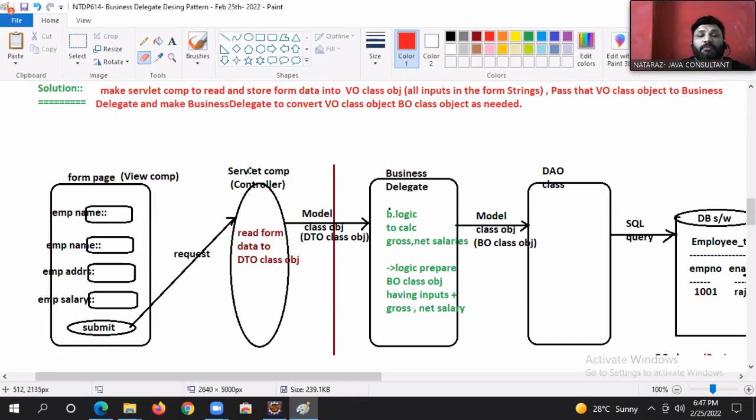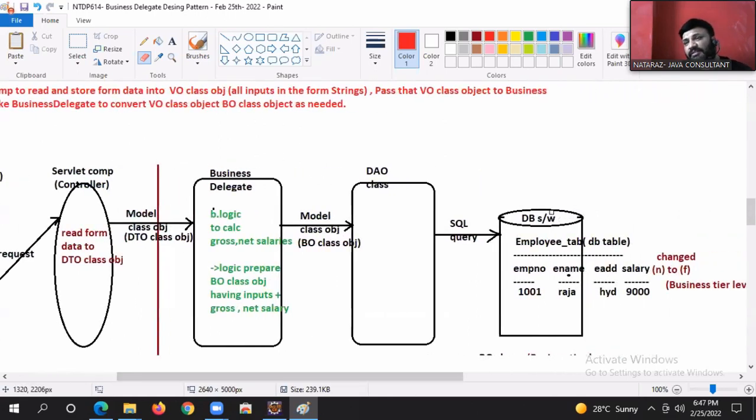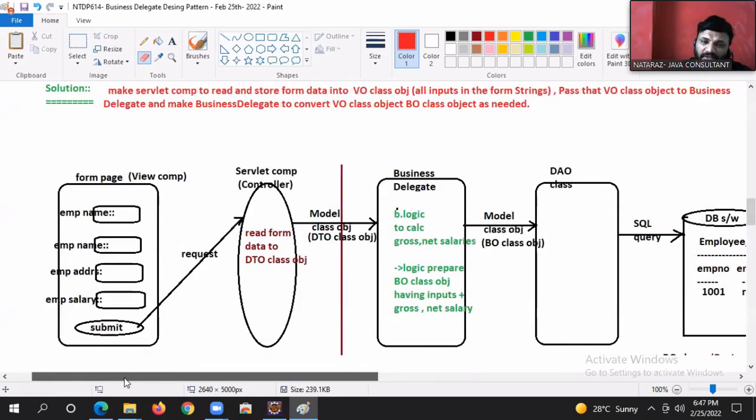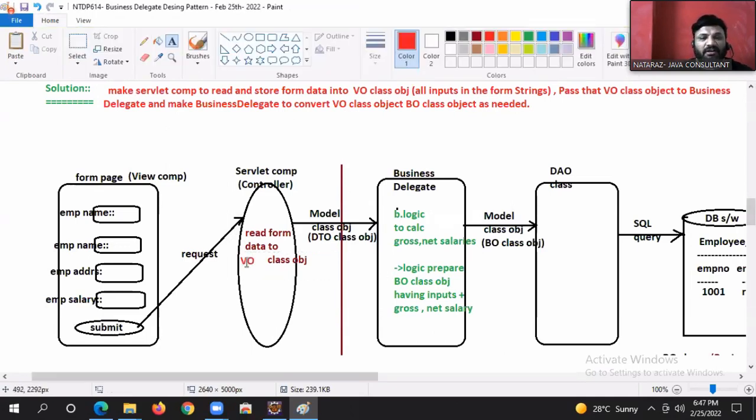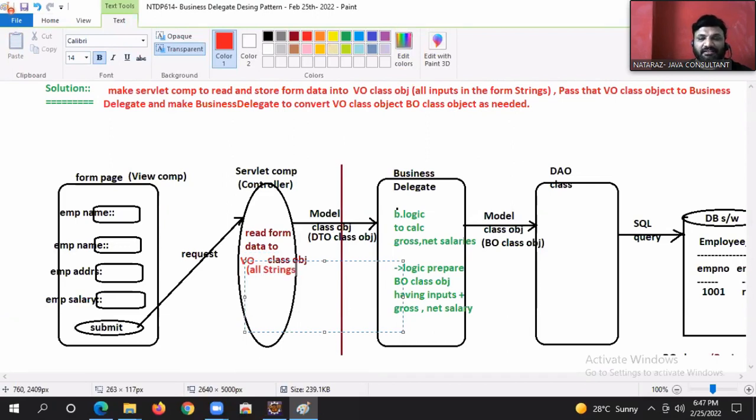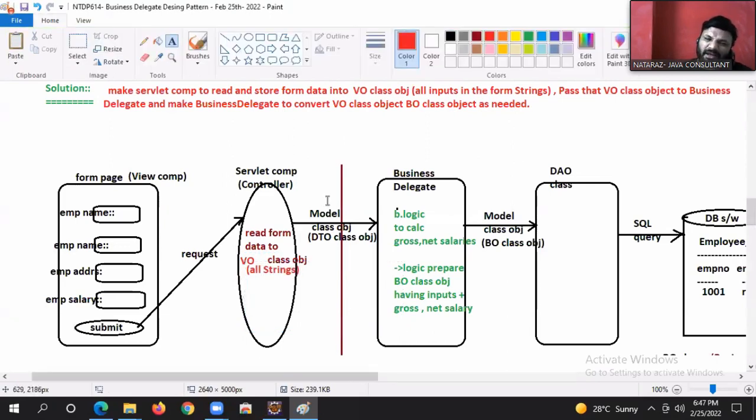Form page, guys, view component, servlet component, controller, business delegate. Here is my DAO, here is my database software. Everything is same. Yeah, read form data to VO class object. What class object? All strings, guys. All of them are strings. Business logic to calculate gross salary, net salary.